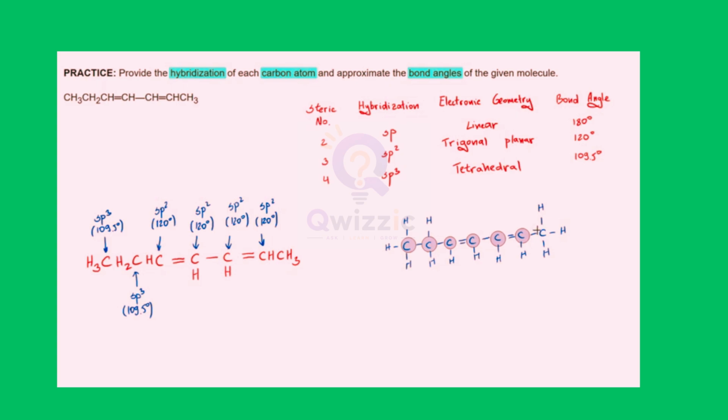And the final methyl group, considering that carbon, it has 4 single bonds with a steric number of 4. And that means we have that tetrahedral geometry for the sp3 hybridization. So that would be sp3 with a bond angle of 109.5 degrees. And that will be our final answer. We have successfully assigned all of the bond angles and hybridizations.